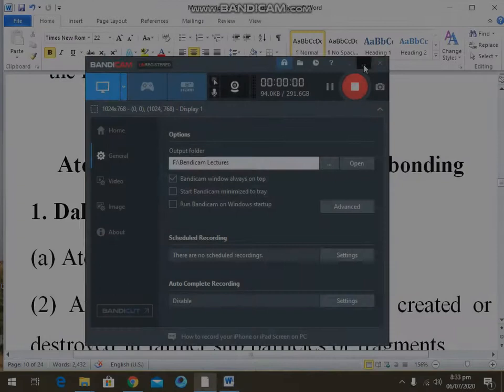Okay, gentlemen, you heard a little bit about the history of an atom.